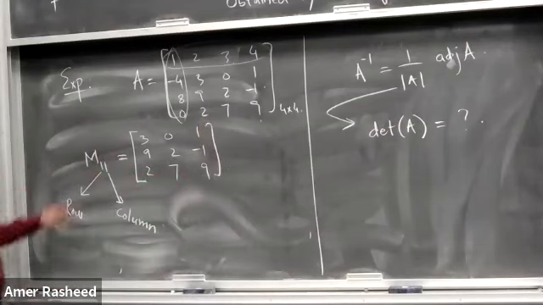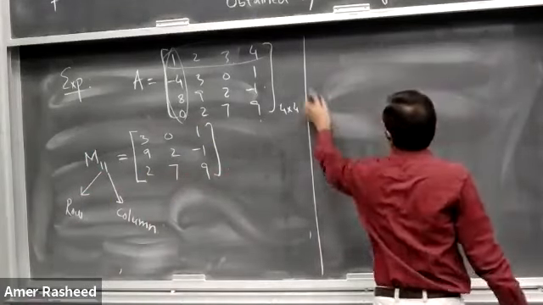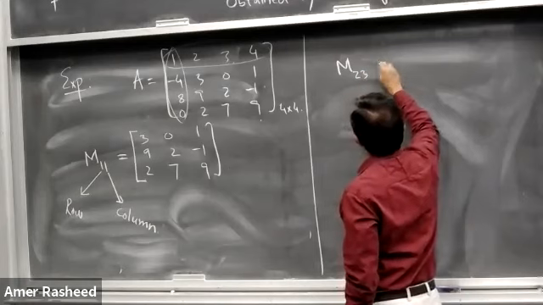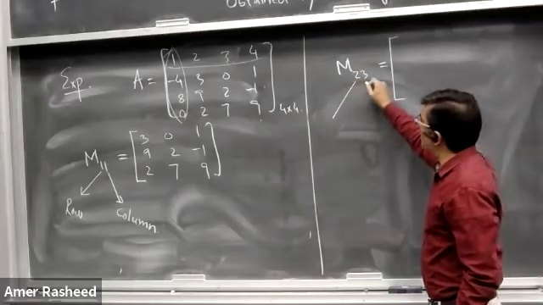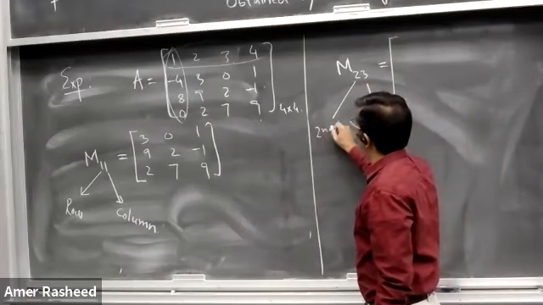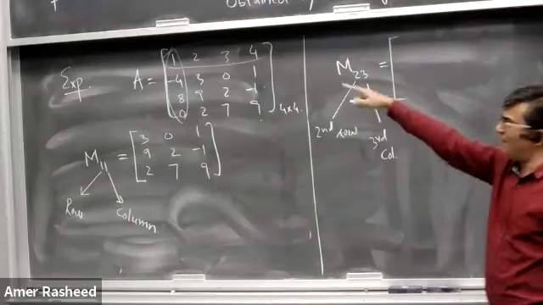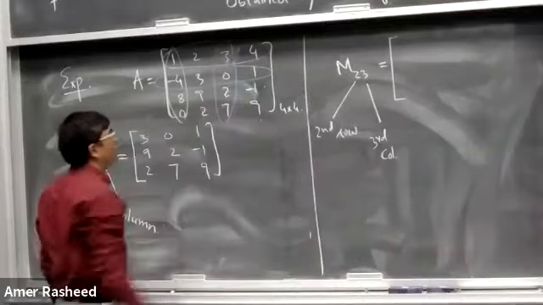So this is your M1, minor M11. Okay, I hope you get it. Now, if you want to write a minor, maybe minor 2, 3, what will be this matrix? You are going to delete second row and third column from the matrix A, the original matrix. This is your second row, and you are going to delete the third column.